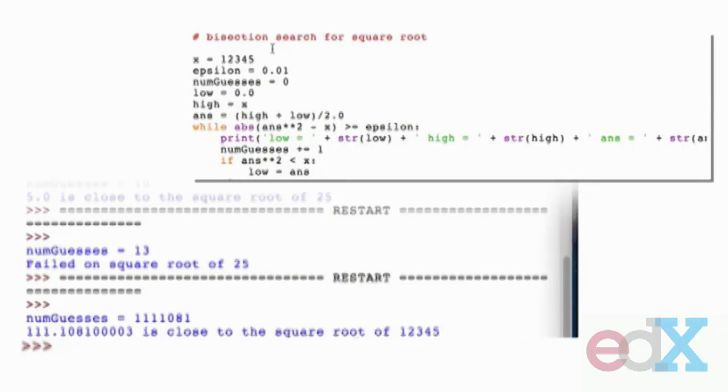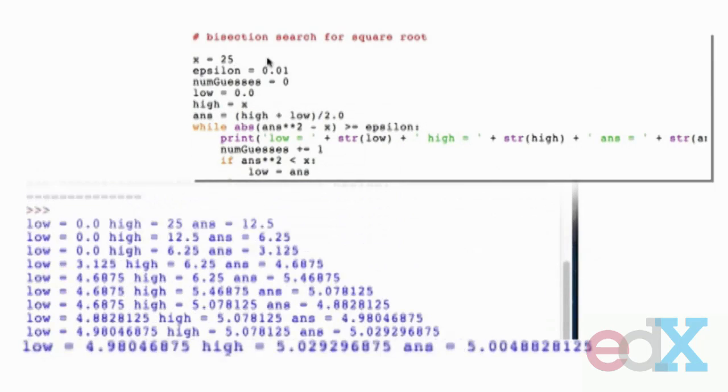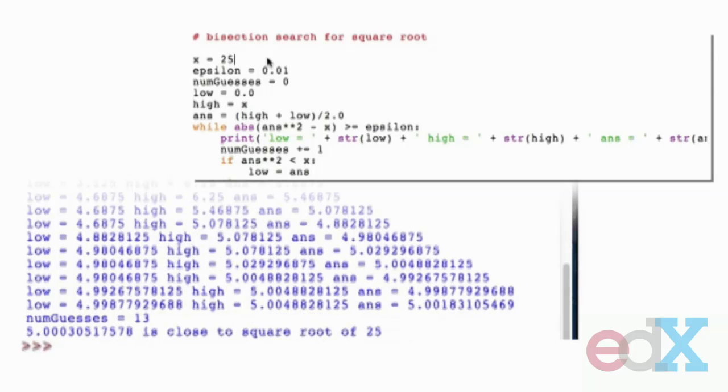Let's start with something simple, which we said was going to be 25. And let's see what happens if we evaluate that. Look what happens. I start off with a range between 0 and 25, and the answer is the midpoint. I then cut down the high end. I then cut down the high end again. I then cut down the low end. I then cut down the low end. And you can see at each stage, it's reducing the range. And after only 13 guesses, I get a pretty good guess for what the square root of 25 is.